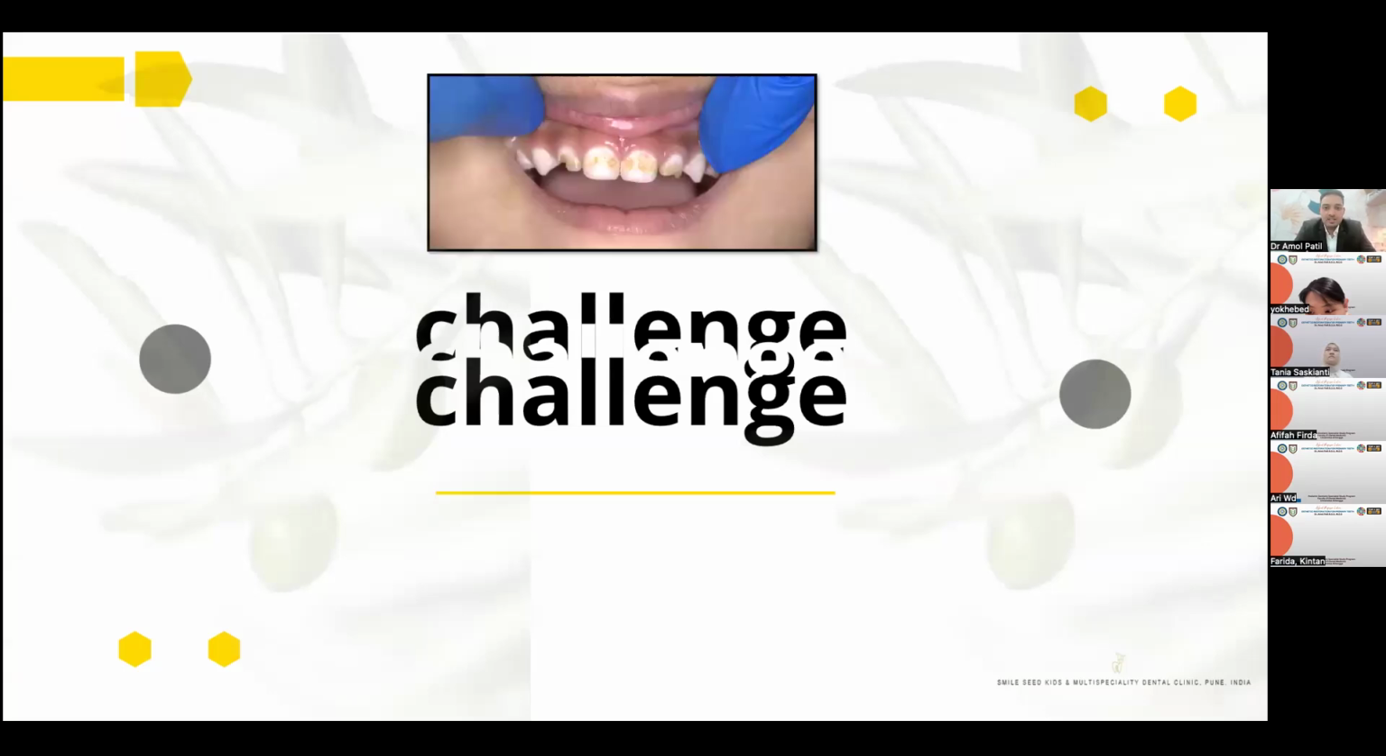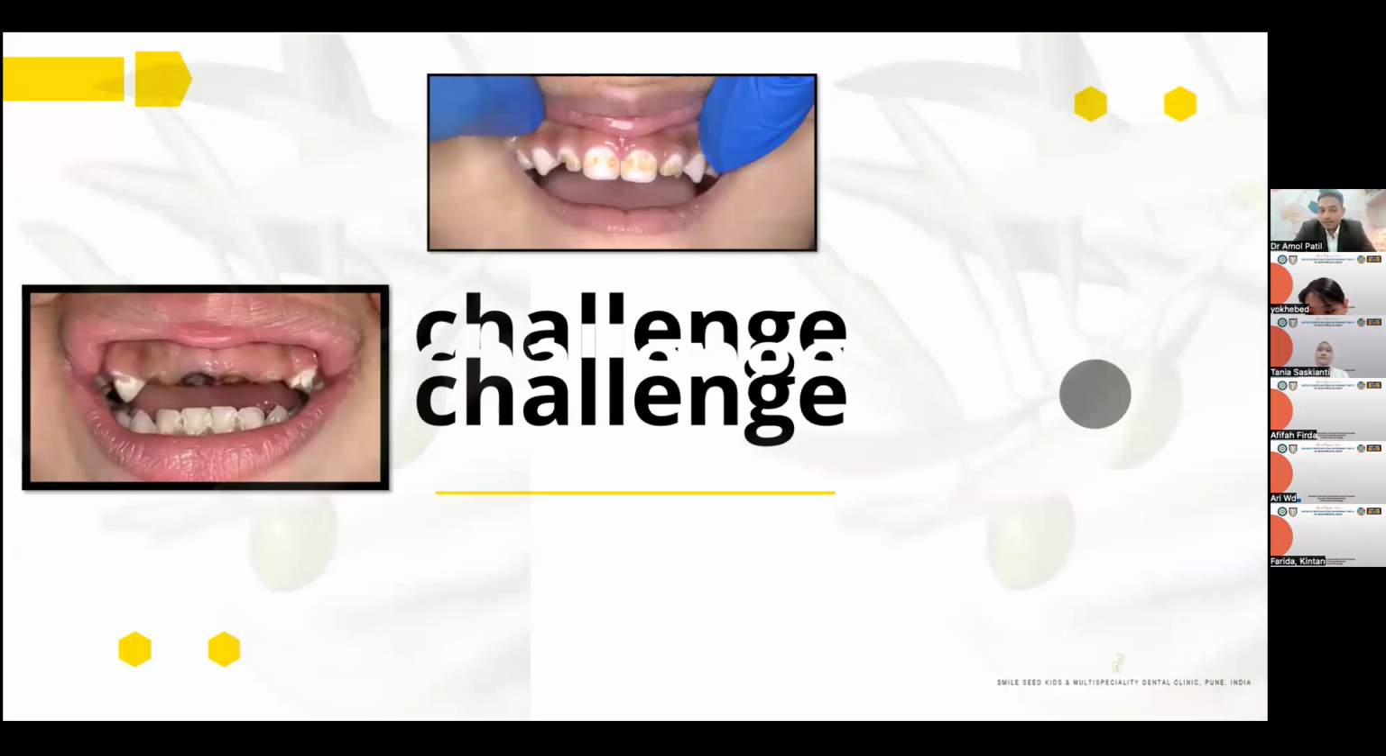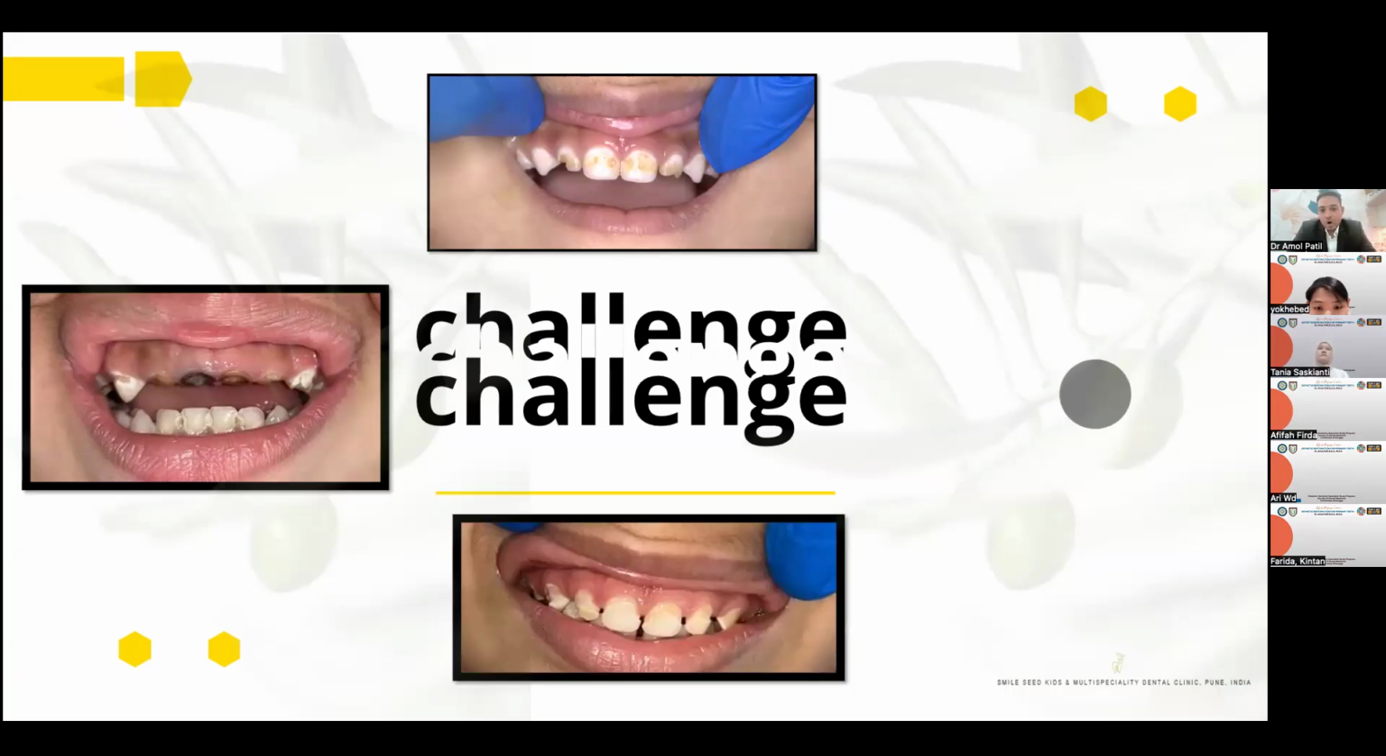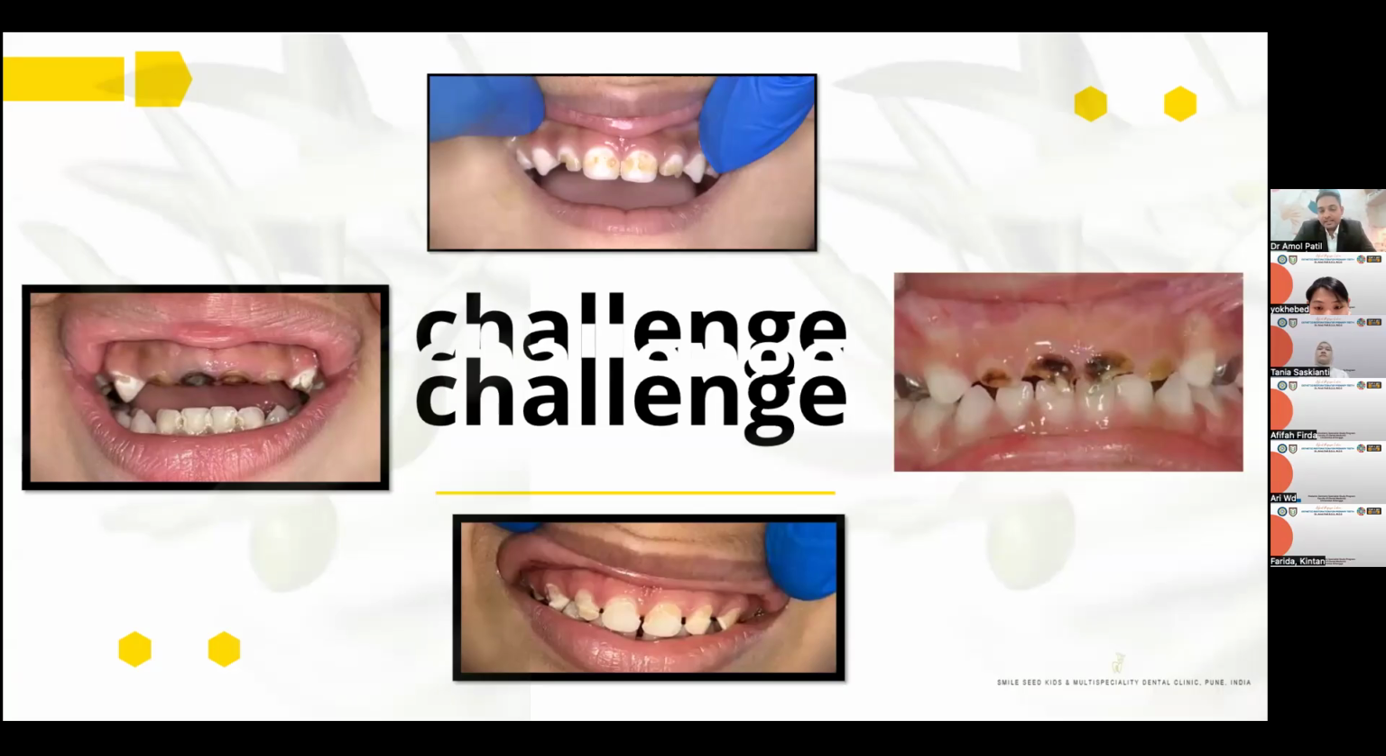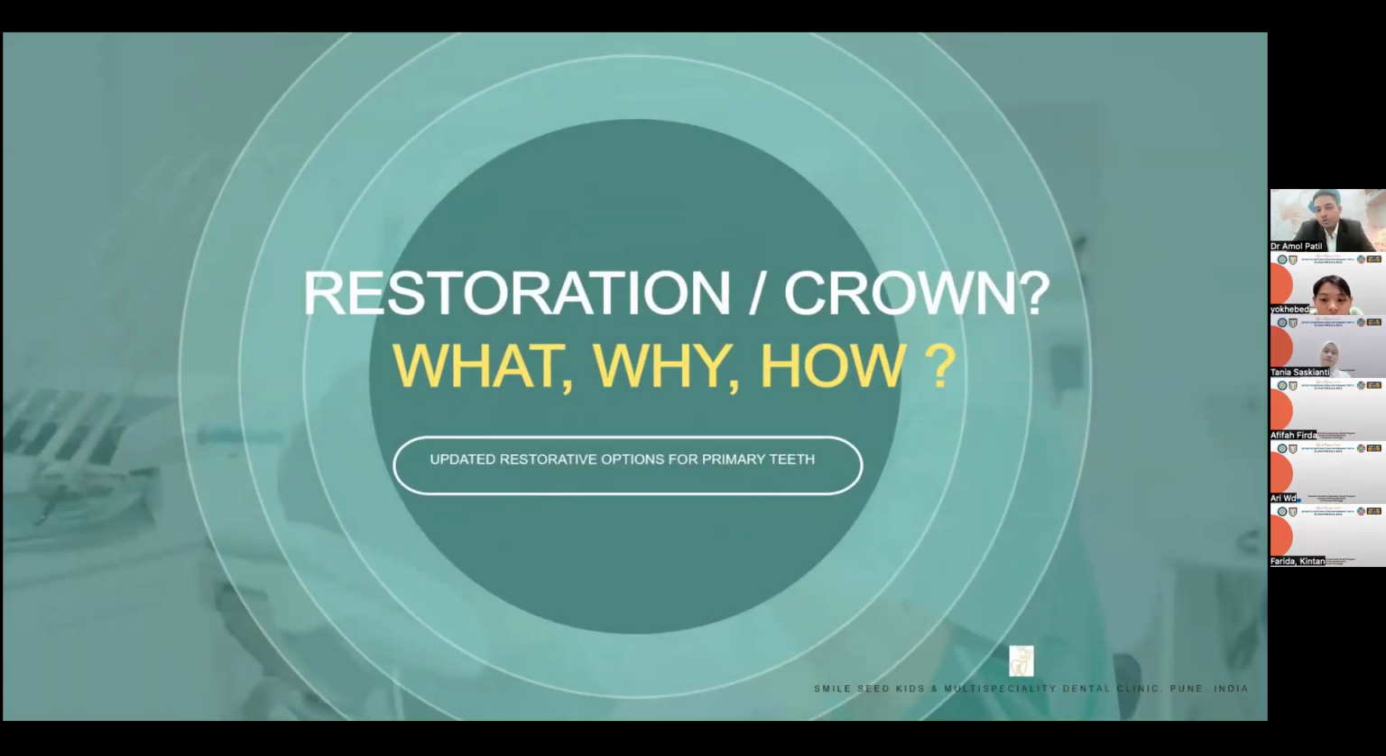So what are the challenges? Early childhood caries in the initial stages, or else cases of rampant caries or severely decayed teeth. In all of these cases, we need to decide the restorative options. Either we are going to go ahead only with a restorative material like composites, or with crowns. And when we talk about crowns, there are again different aspects and different materials. So we need to choose between different restorations or crowns.